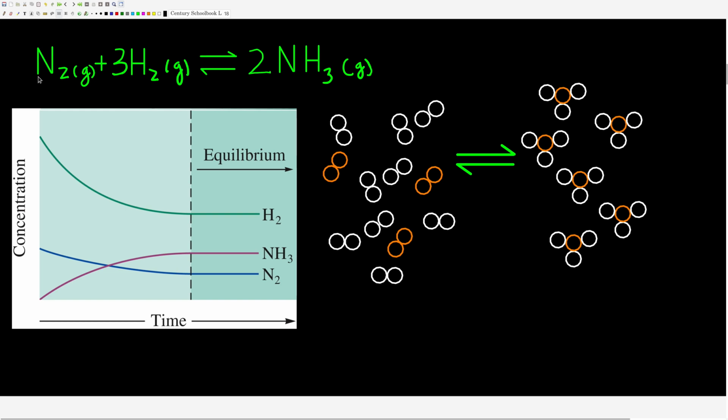For every 1 mole of nitrogen that reacts, we need 3 moles of hydrogen. We could also talk about that in terms of concentrations. For every 1 mole per liter of nitrogen that reacts, we need 3 moles per liter of hydrogen, etc. Or we could say, for example, for every 2 moles per liter of ammonia that form, we need to react 3 moles per liter of hydrogen.